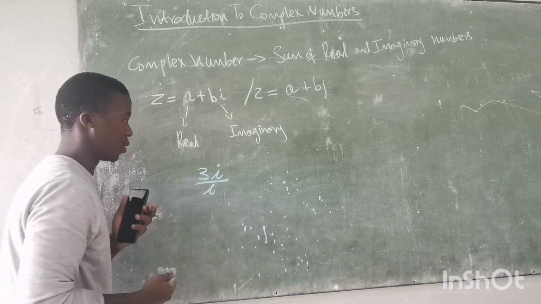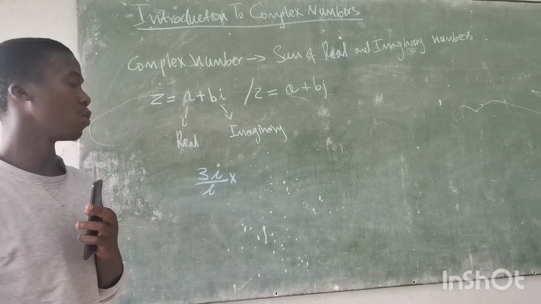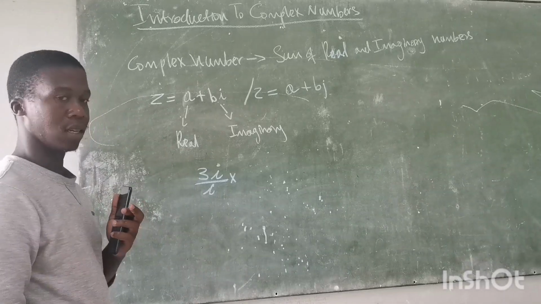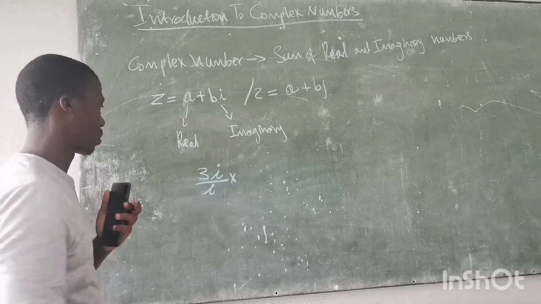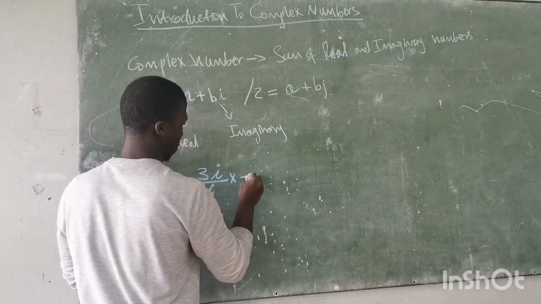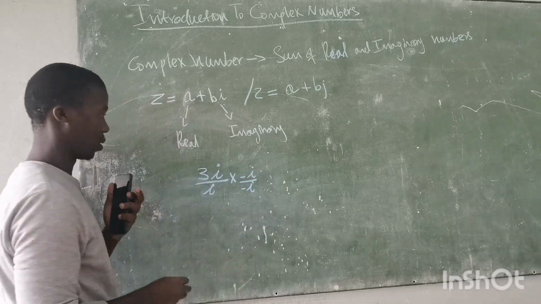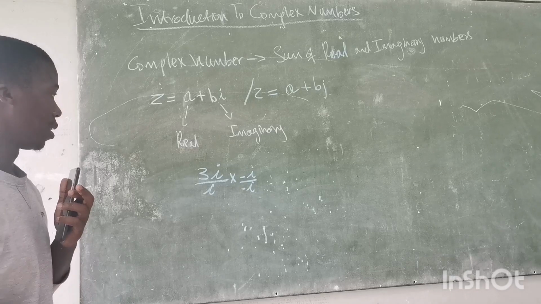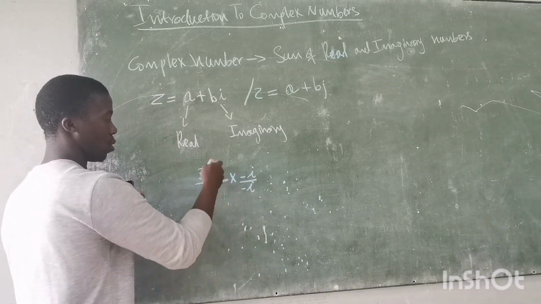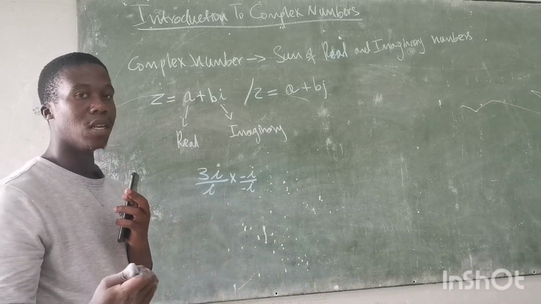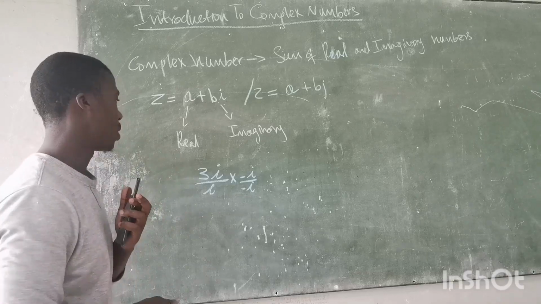So this is what you simply do. You multiply by the conjugate. What is the conjugate? For the conjugate, you just change the sign of the imaginary part, right? So you're going to multiply by negative i over negative i. So then you're going to have 3i multiplied by negative i. If you have a fraction multiplied by a fraction, simply the numerator times the numerator and the denominator times the denominator, right?